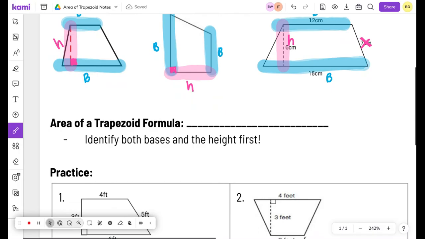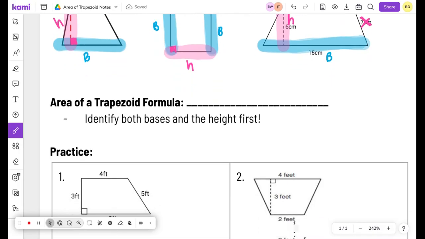The area of a trapezoid's formula is a little different. You also have to remember to apply PEMDAS when solving area of trapezoids. So you have base 1 plus base 2 times the height divided by 2. So extra base means extra steps. The most important part when you're finding the area of your trapezoid is you have to have both bases and the height in order to find the area. So you got to identify those lines first and ignore the extra numbers.